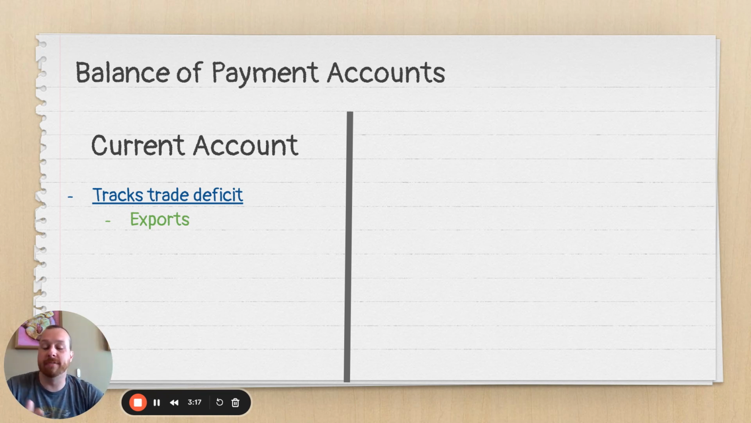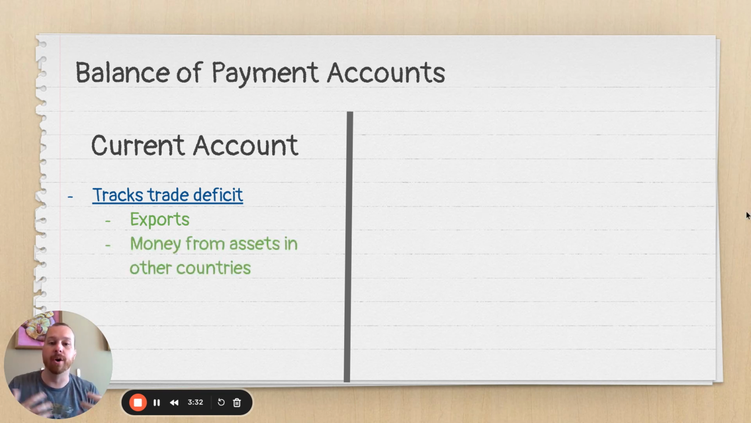So exports is stuff that we make here in the United States that we send to other countries, and that counts as a positive for us because we are getting money from that. So the Chinese government buys stuff from us, we get money, right? There's also this idea, it's called income receipts from other countries. I just changed it to money from assets in other countries.